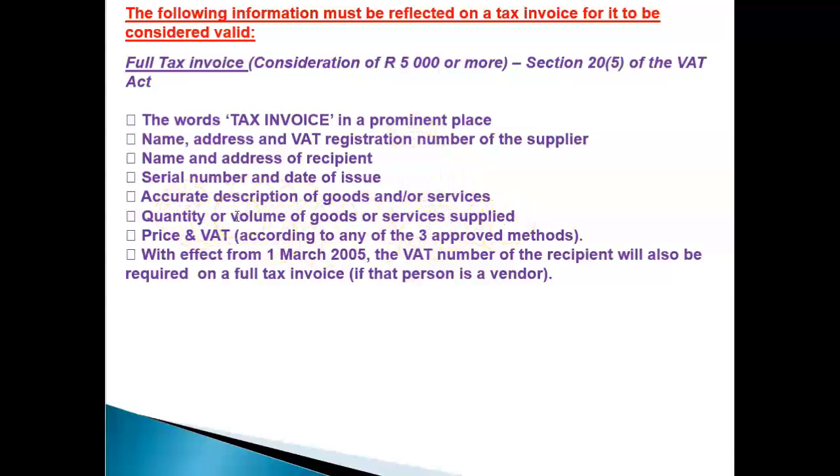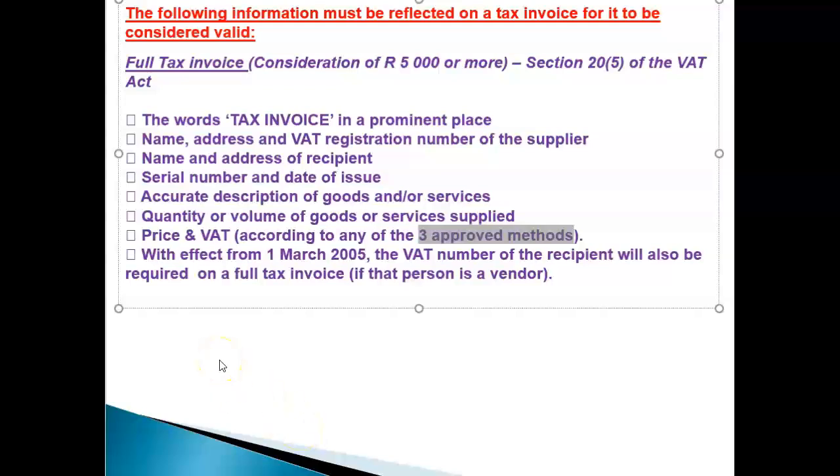So I have sold to you 6 dining room chairs, and let's say we call them Supermoon. So I have sold to you 6 Supermoon dining room chairs. The price per chair must be there, so the unit price, and the total price of all the chairs must be there. The VAT must appear on the invoice. Now there are 3 approved methods for the VAT to appear on an invoice.